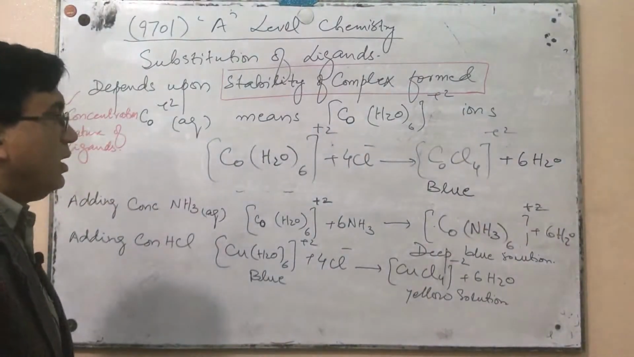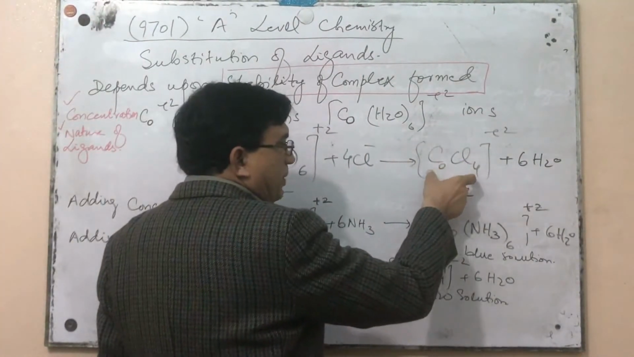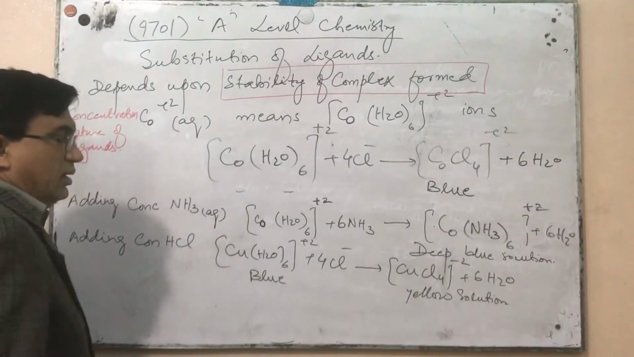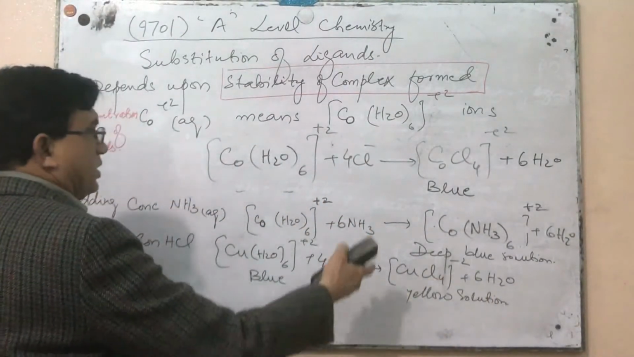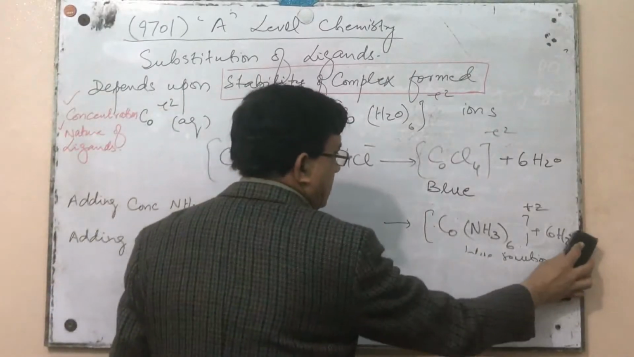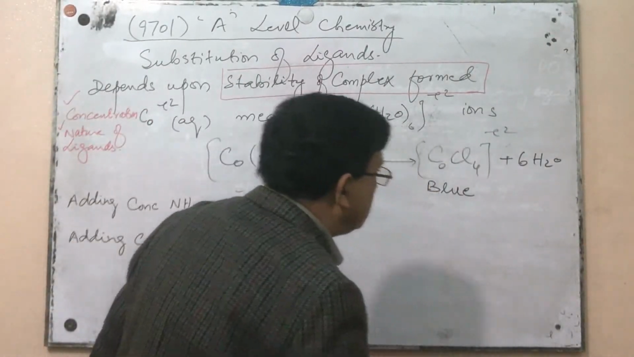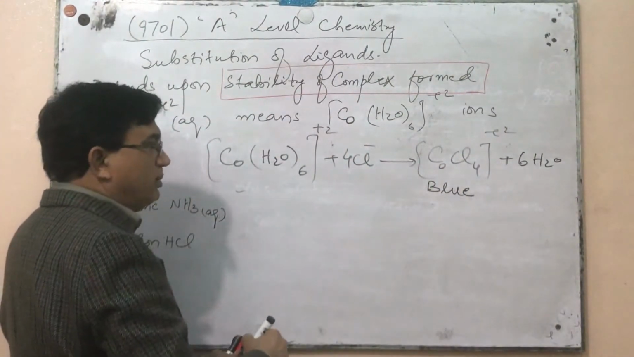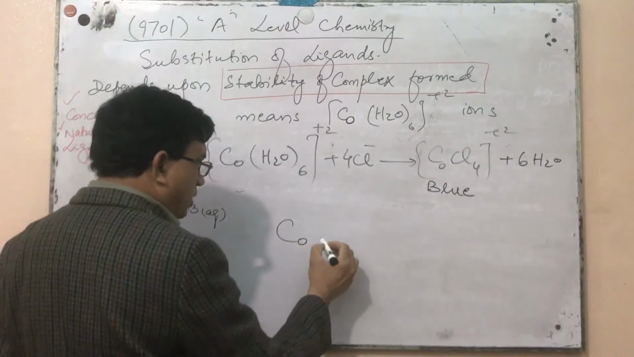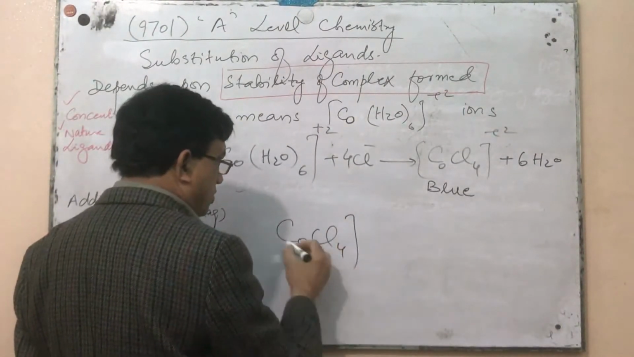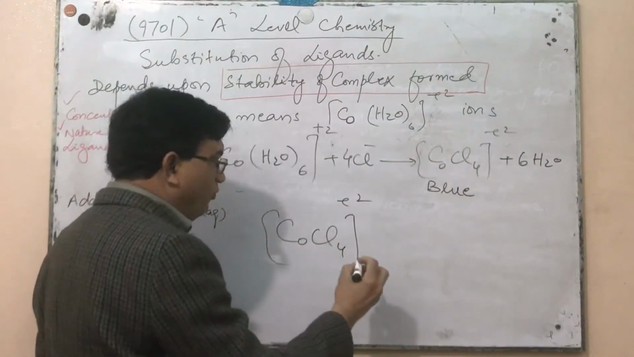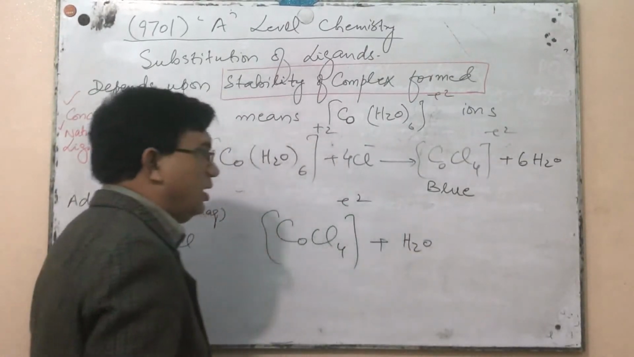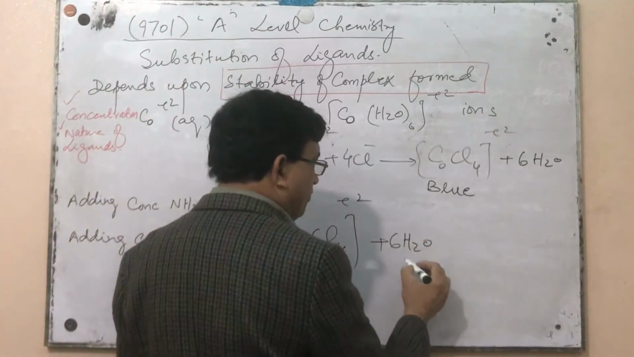Blue in color. Now, this complex is less stable as compared to the hexa aqua complex. That's why in chemistry we use this color complex as a test for water molecules. If we take the cobalt chloride complex ions and put a water containing solution into it, what will happen?